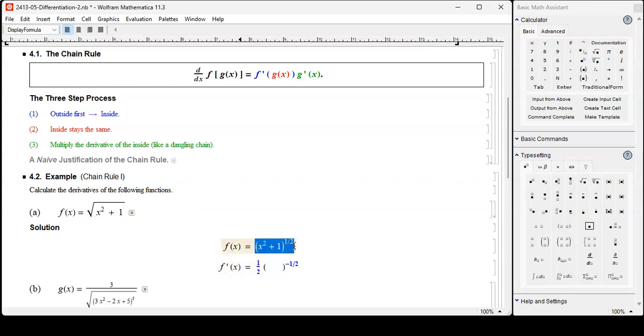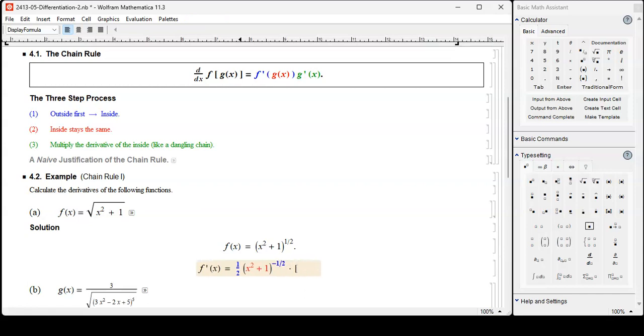So 1/2 power, that comes out as coefficient, and then subtract 1 from the power. Now let's go to step 2. Inside stays the same. So let's just copy and paste this thing inside. And that's step 2. That was easy. And then let's go to step 3.